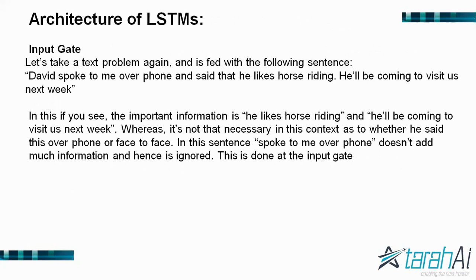Now, let us say the text problem once again. Let's say David spoke to me over phone and said that he likes horse riding. He will be coming to visit us next week. So here, the important information is he likes horse riding and he will be coming to visit us. Whereas it's not necessary whether it is said face-to-face or over the phone. So the input gate will have a corresponding digital vector, which is going to ignore the fact that it was over the phone, whereas it will continue to forward the vector corresponding to horse riding and visiting us next week.